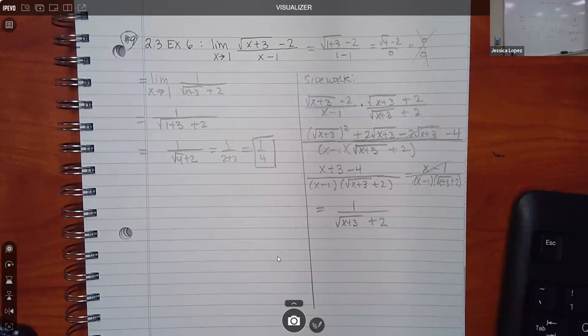Okay? So it just so happened when I did FOIL, I did this radical times that radical, same thing, so it's essentially that same thing squared. Then I did the radical times the positive 2, and I got positive 2 with the radical. Did the negative, I got negative 2 with the radical. And then negative 2 times positive 2 is negative 4. Okay? The bottom, I literally just put that in parentheses.